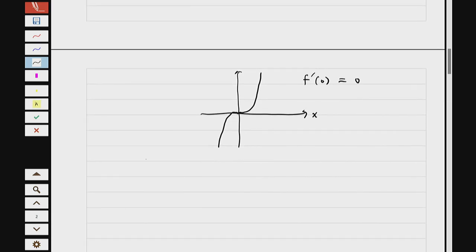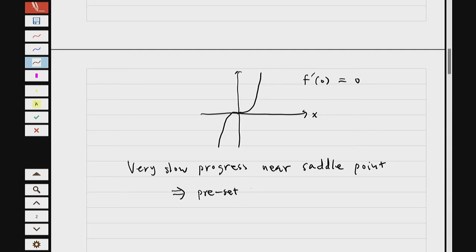So we have very slow progress. In the extreme case, such progress is exactly 0, near the saddle point. And so you loop so many times in your code that the preset number of iterations will expire. Runs out.